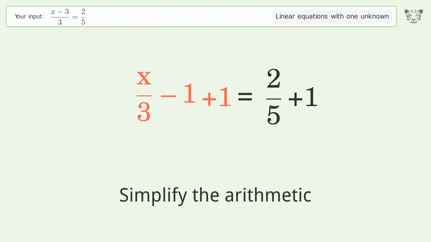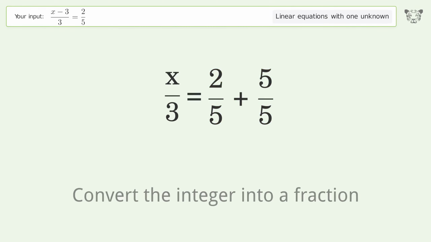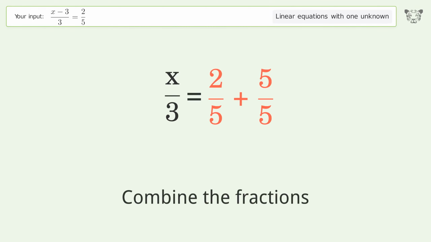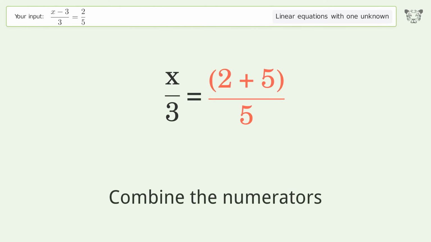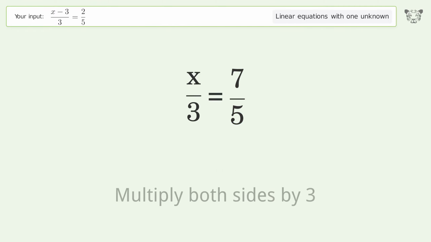Simplify the arithmetic. Convert the integer into a fraction. Combine the fractions. Combine the numerators. Isolate the x. Multiply both sides by 3.